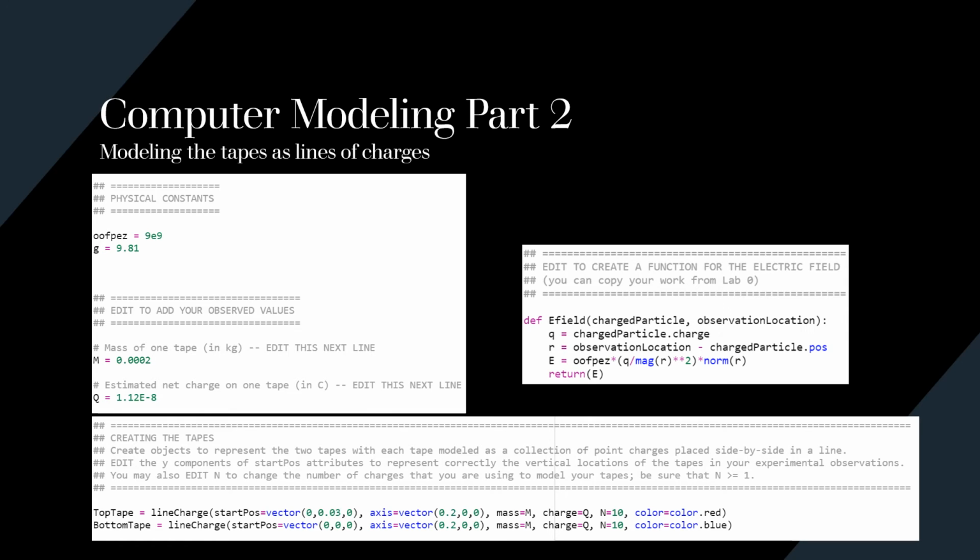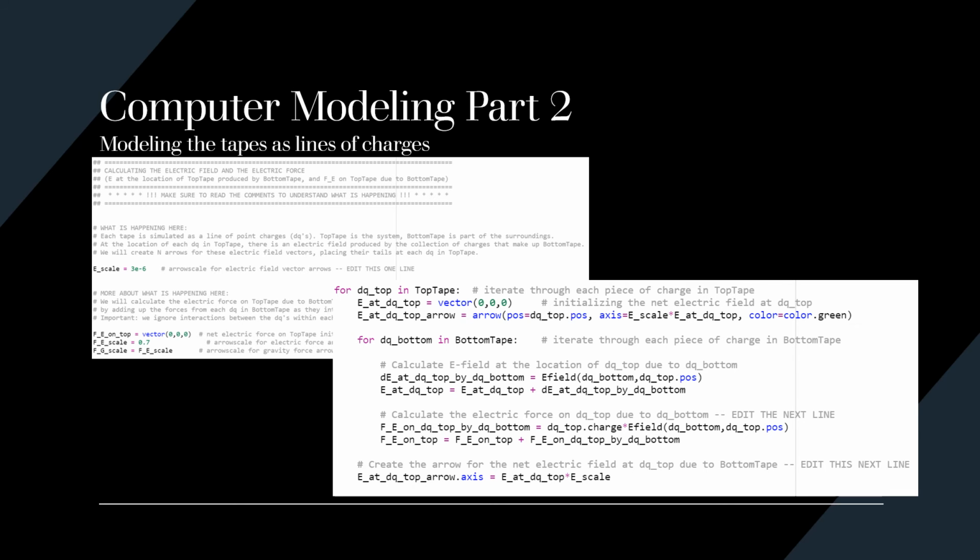For the second model, we modeled the tapes as lines of charge. For the physical constants, we update the mass of one tape as 0.0002 kilograms. We use the data from the first model to estimate the net charge on one tape, which is 1.12 times 10 to the power of negative 8 coulombs. And then we use Coulomb's law to create a function for the electric field. We update the Y components of the start position attributes to represent correctly the vertical locations of the tapes.